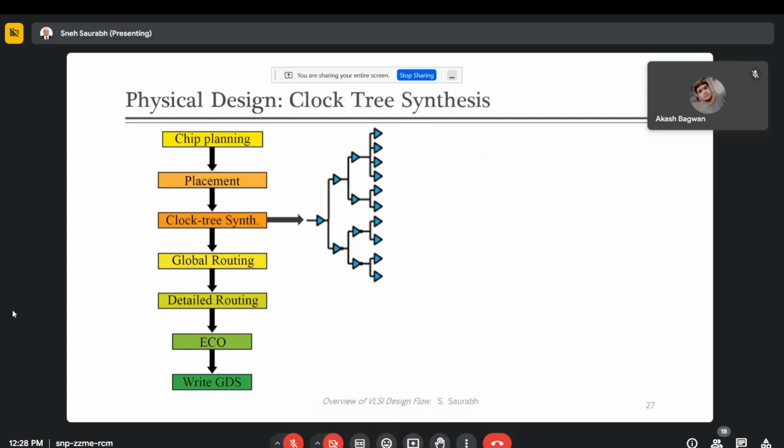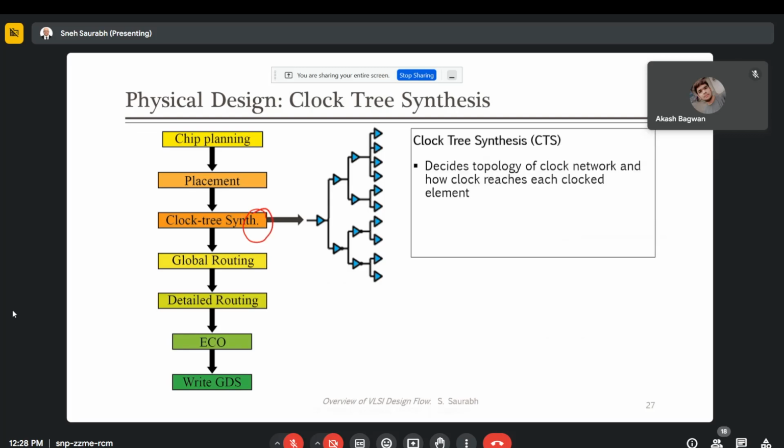After placement, the next task is clock tree synthesis, right? In clock tree synthesis, the topology of the clock network is decided, meaning how the clock will go from the clock source to each flip-flop in our design. We try to make the topology such that the skew is reduced.